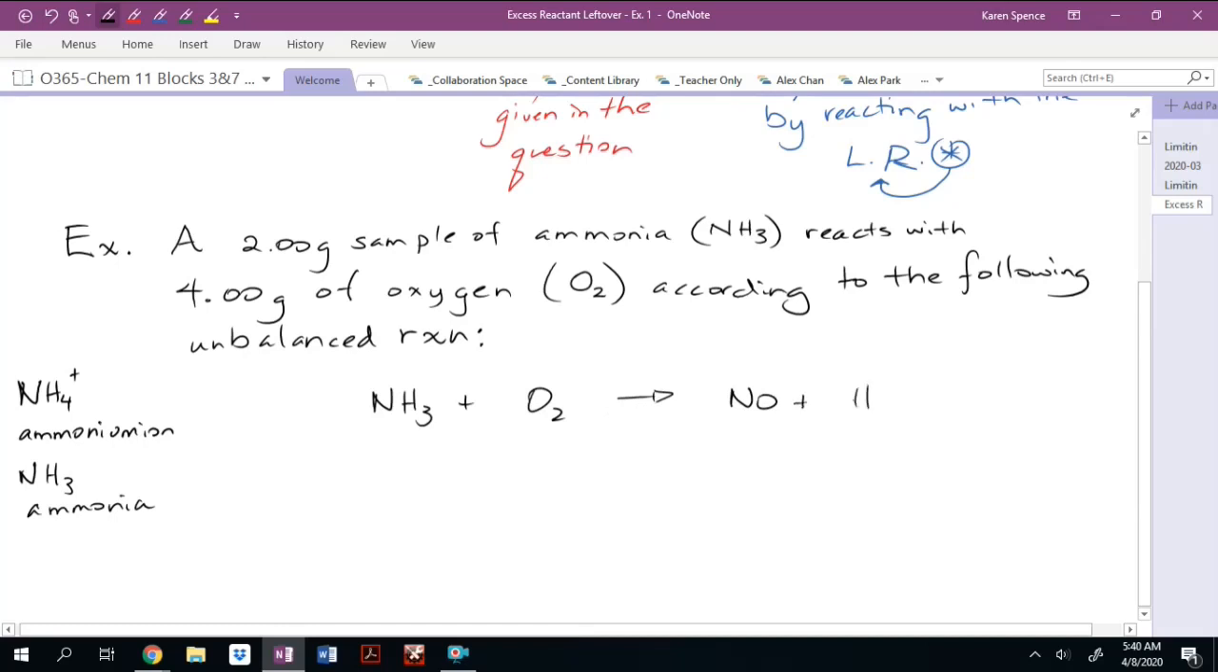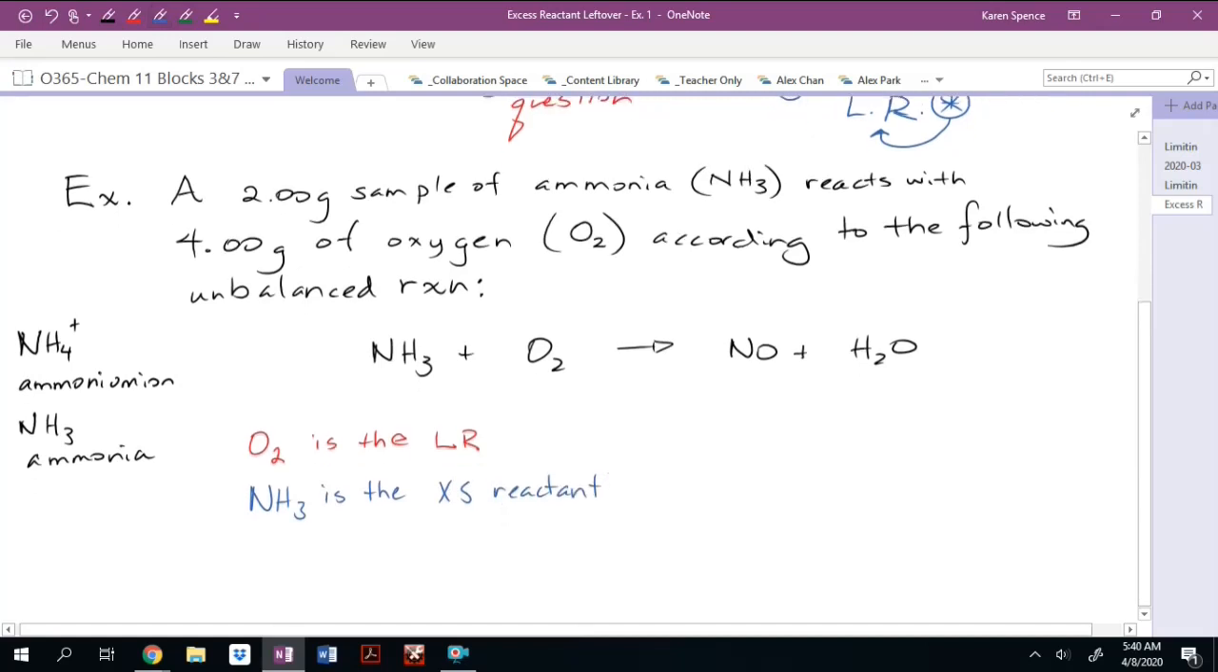plus H2O, and we will assume that you have done all the work and you have discovered that O2 is the limiting reactant and that NH3 is the excess reactant. Okay, LR for limiting reactant, excess for excess reactant.